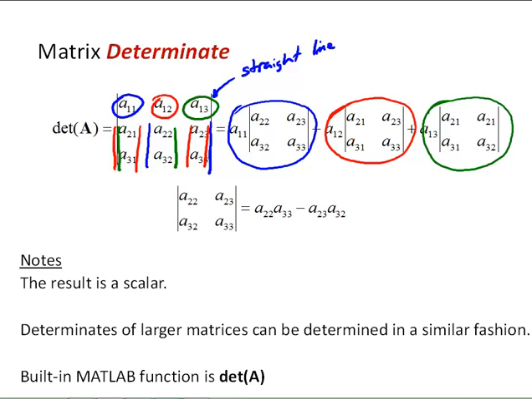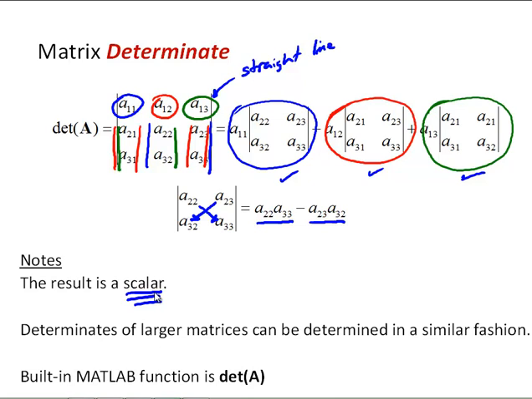And each of those determinants is calculated as follows. We do the upper left times the lower right, A22 times A33 in this case, minus the upper right times the lower left. So that would be the definition of each of these determinants. Note that the result is a scalar, not a matrix. This is going to equal some number.